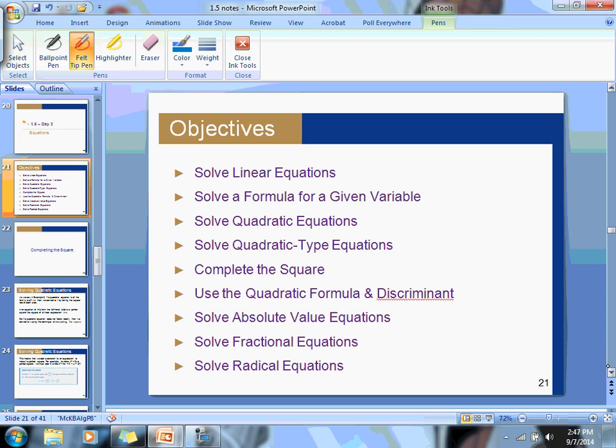And today we're going to talk about completing the square, the quadratic formula, and absolute value equations. So these concepts should be review.